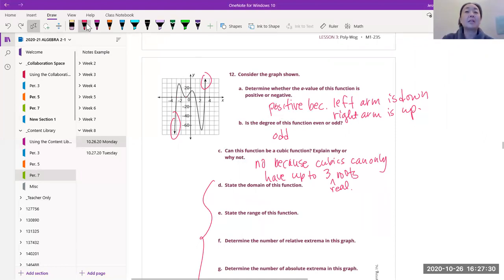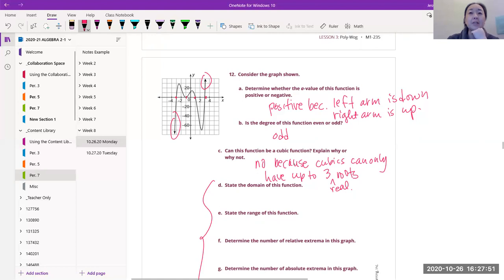And then let's take a look here. Can this function be a cubic function? And we're like, no. Why or why not? Because, remember, how many x-intercepts do we have? 1, 2, 3, 4. We have 4 x-intercepts, and cubics can only have up to 3 real roots, or 3 x-intercepts. That's all we can do.